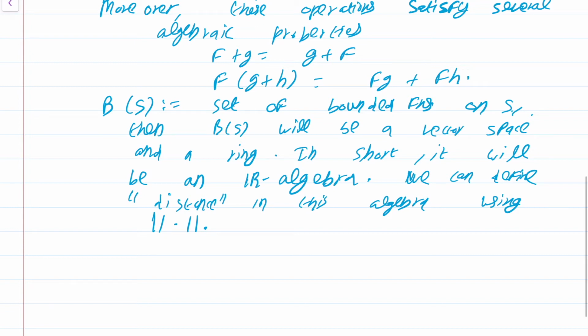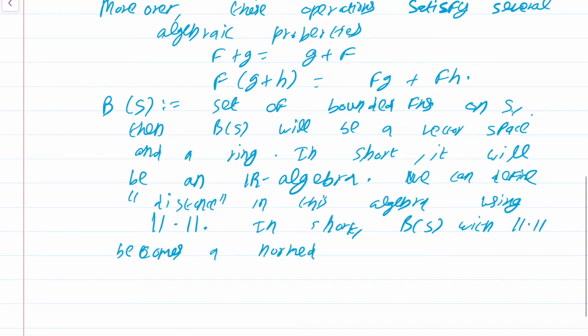In short, this B(S) with this norm becomes a normed vector space, and one can do analysis on this vector space.